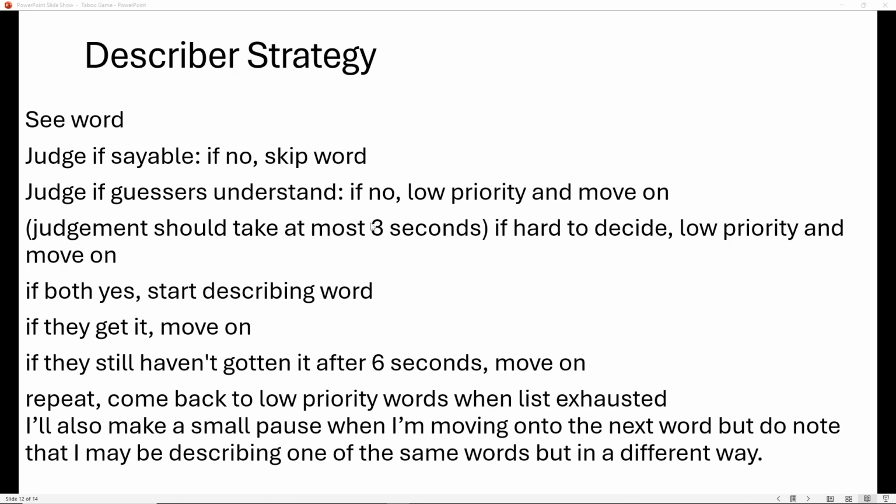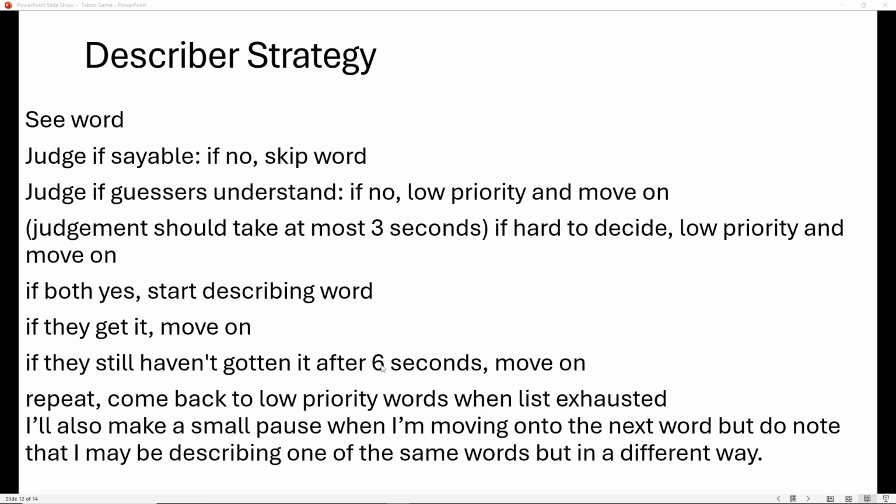This judgment should take at most 3 seconds. If it's hard to decide, just make the word low priority and move on. It's not exactly taking 3 seconds to look at the word. It's usually just a glance at the list of words and having a quick intuitive judgment of what's best to choose. So if it's sayable and you think the answer is understood, of course you start describing the word. So if they get it, move on immediately. If they're still guessing after 6 seconds, you move on.